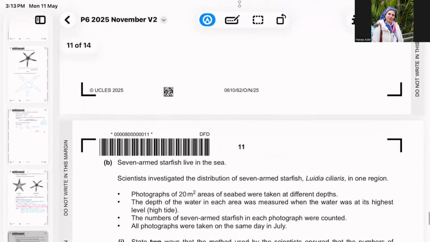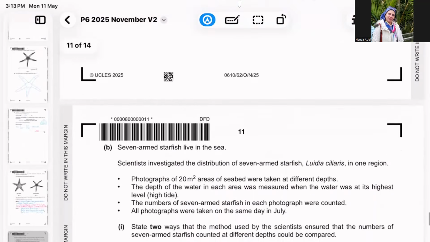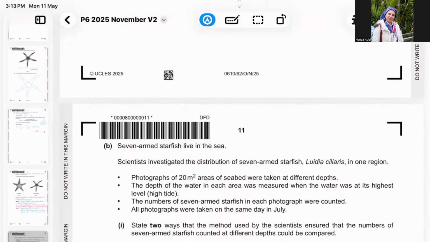Seven-armed starfish live in the sea. Scientists investigated the distribution of seven-armed starfish in one region.